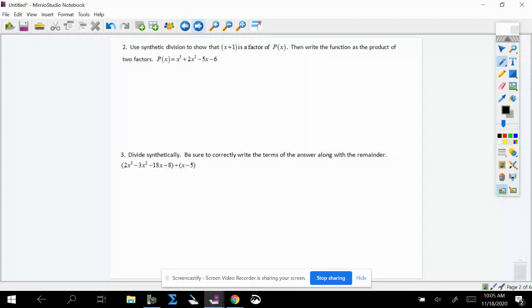You're going to do a lot of synthetic division on this quiz, more than anything else. That's going to be your most common technique. So this next one wants you to use synthetic division to show that x plus 1 is a factor, and then it wants you to factor the rest of it. So we're going to start our synthetic division. So we have 1x cubed, 2x squared, negative 5x, and negative 6. The number that's going outside is what makes this equal to 0. Now that would be negative 1.